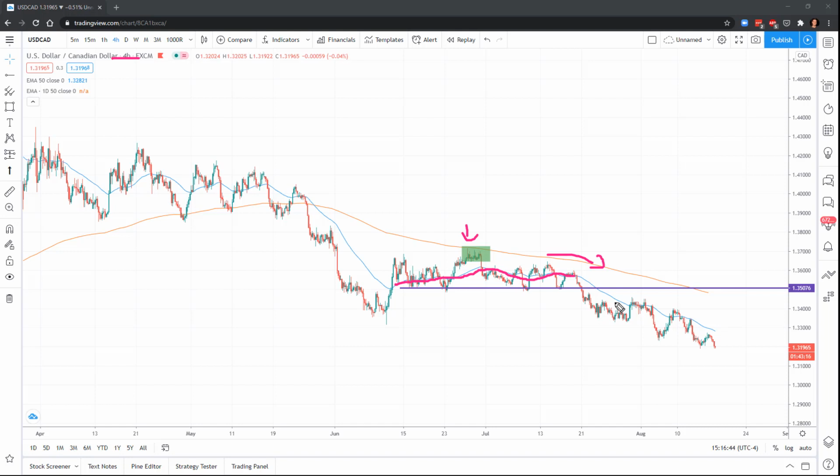You might not catch the best risk to reward entry, but you are going to give yourself a higher probability of success on the trade by waiting for price action to kind of show its hand. So in this example here, what are we seeing?